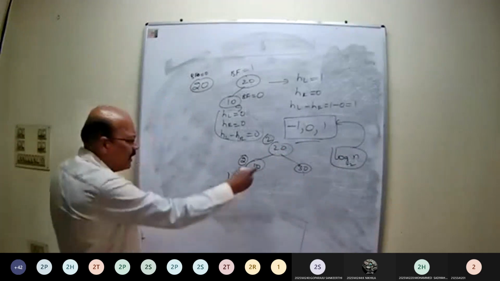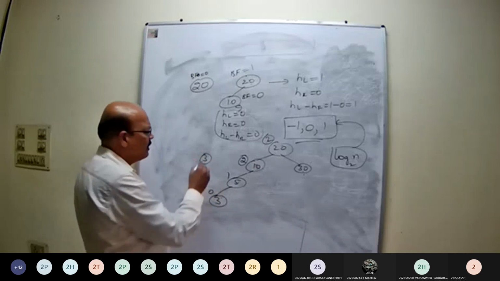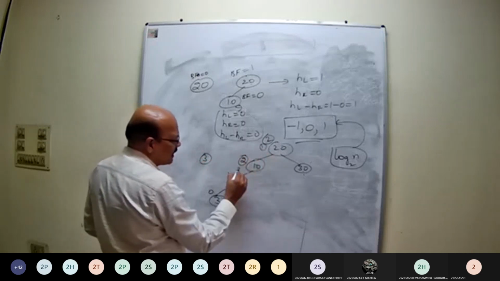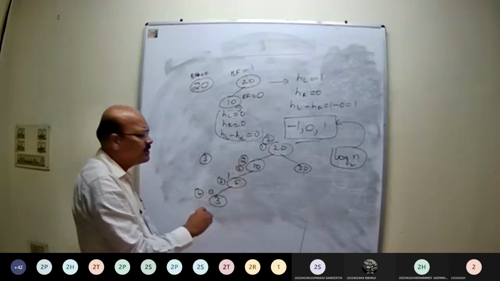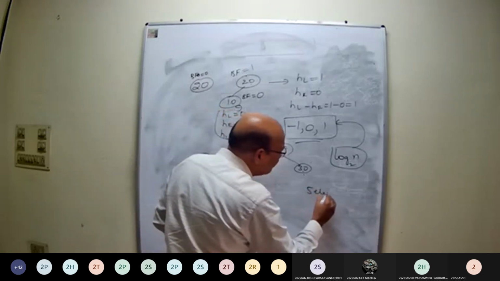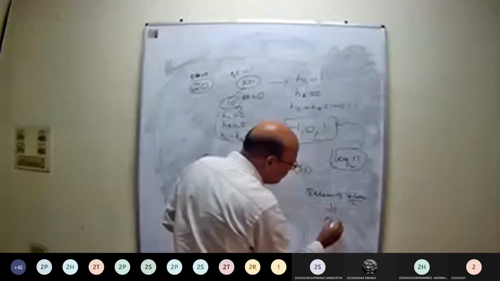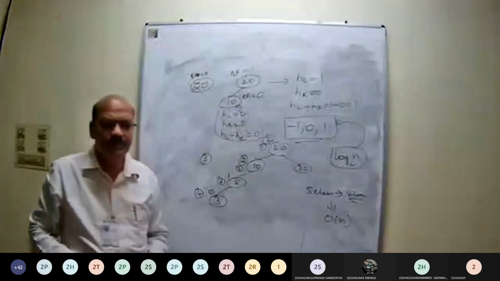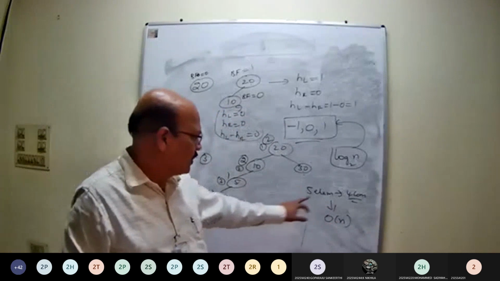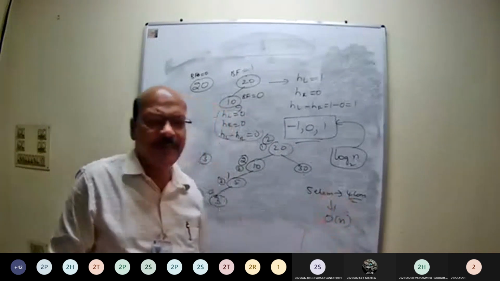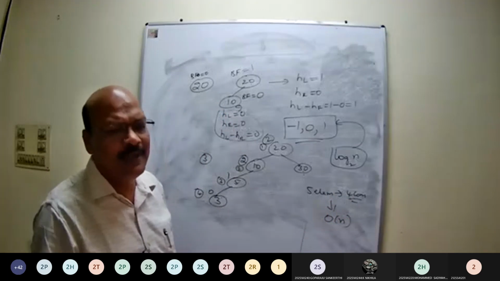Now, for example, in this tree, if I'm searching for 3, how many comparisons do I require? First comparison, second comparison, third comparison, fourth comparison. So totally, how many elements are there? 5 elements are there, and we require 4 comparisons. Almost it is reaching O of n. It is not log n. So n minus 1 comparisons are required. N is 5, 4 comparisons means n minus 1. It's not log n, so the number of comparisons is becoming more.